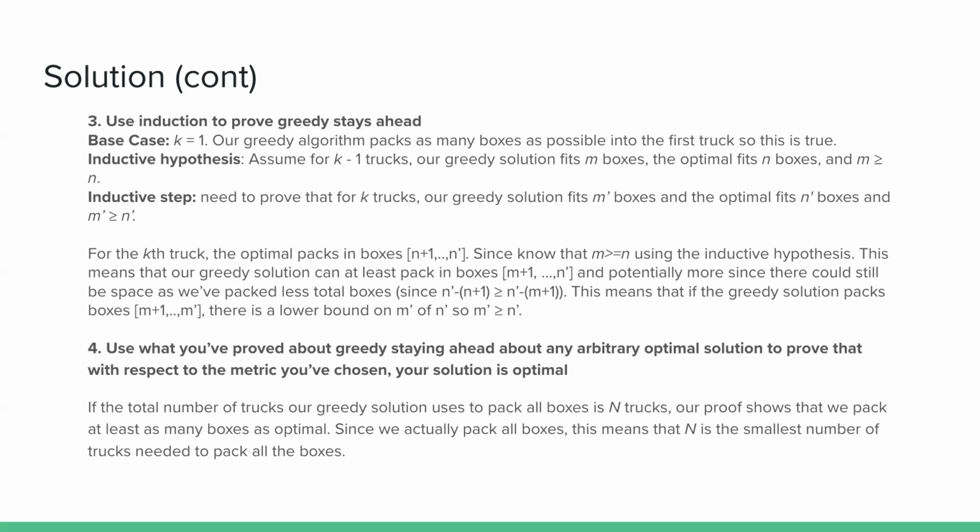Remember, we're inducting on the number of trucks, right? So the kth truck, which boxes does that pack? If we're saying n prime is the total number of boxes for the kth truck using the greedy or the optimal, whichever one it is, then you pack from n+1 to n prime, right? And similarly for the other solution, you pack from m+1 to m prime, right? And you already know that m is greater than or equal to n, and so you have a relationship between m+1 and n+1 if you have a relationship between m and n. Does that make sense?